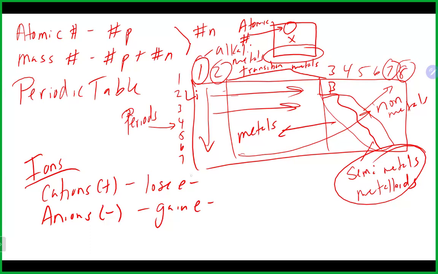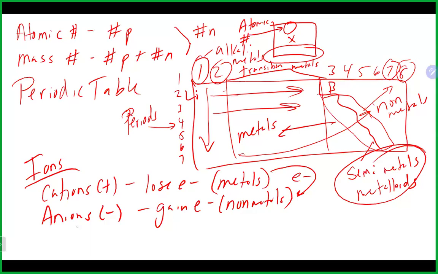Most of the time, as we'll talk about, metals are the ones that will lose electrons. Non-metals are the ones that will gain electrons. And that's typically what will happen: the metal will typically give the electrons to the non-metal, and that's how they will make an ionic compound when we put them together.